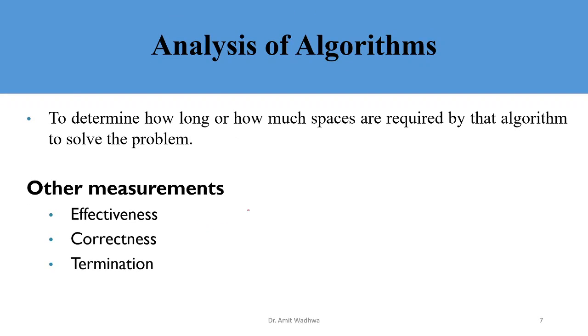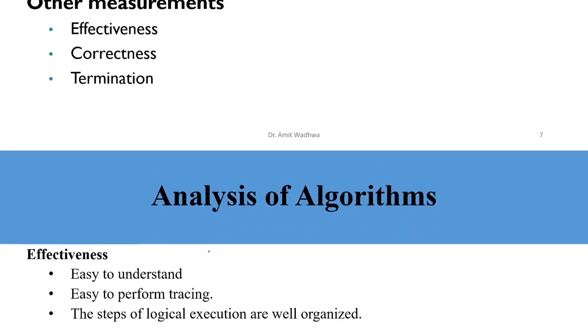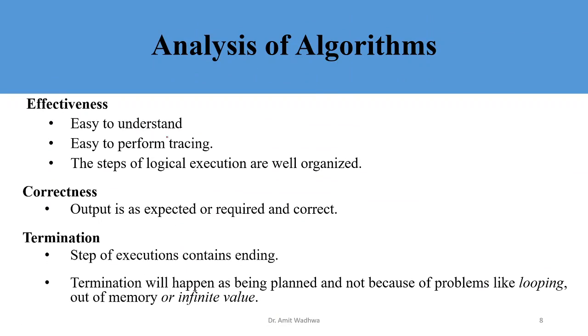Then we have another way to measure effectiveness. While designing the algorithm, we can analyze it based on these things. First is effectiveness, then correctness, and then termination. These are the other measurements for analysis of an algorithm. Effectiveness means how easy it is to understand, how much time is required to perform tracing, and third, logical execution, whether it is well organized or not. All these are terms under the effectiveness of an algorithm.